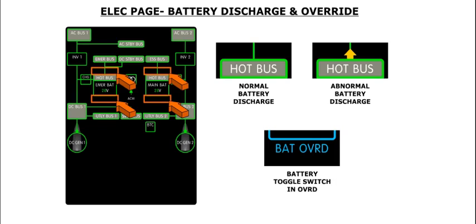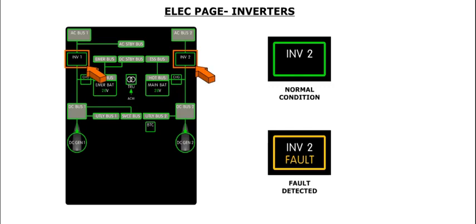The inverters are represented by a square with an inverter label. A green square means that the associated inverter is operating normally. An amber outline with a fault label indicates a fault in the associated inverter.